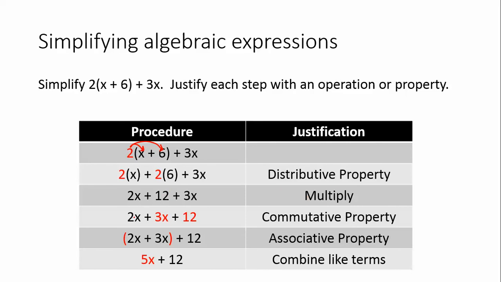In the fourth step, we have 2x plus 3x plus 12. You can see that the 12 and the 3x have switched places. That's the commutative property. The associative property allows us to group with addition or multiplication. So we have grouped 2x plus 3x and then have the plus 12 in the back because of the associative property. Then we combine like terms, 5x plus 12.